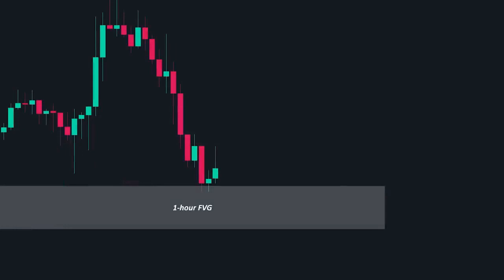On the lower time frame, you want to see signs of a possible reversal. One strong signal is a bullish liquidity grab. This happens when the price moves below a recent low, takes out stop losses, and then quickly reverses up. If this move also breaks a short-term bearish structure on the lower time frame, it gives more confirmation. In other words, it forms a change of character.